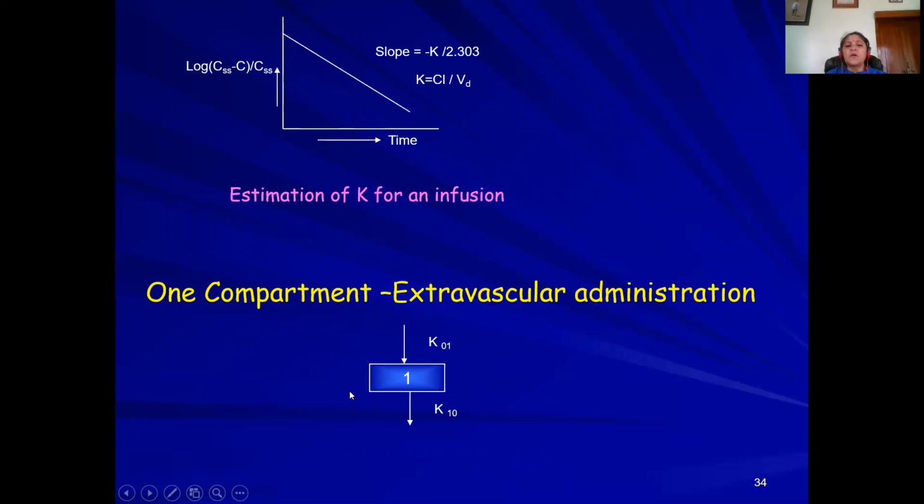And this is a schematic representation of one compartment extravascular administration. Here you can see K01, that means the drug is entering from outside to the blood. So here you have got the rate constant of absorption K01, and K10 is the rate of elimination.